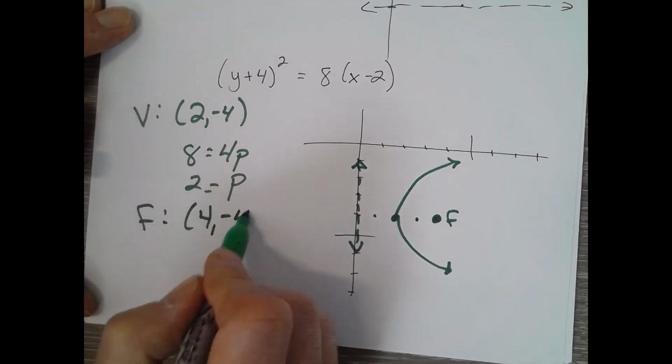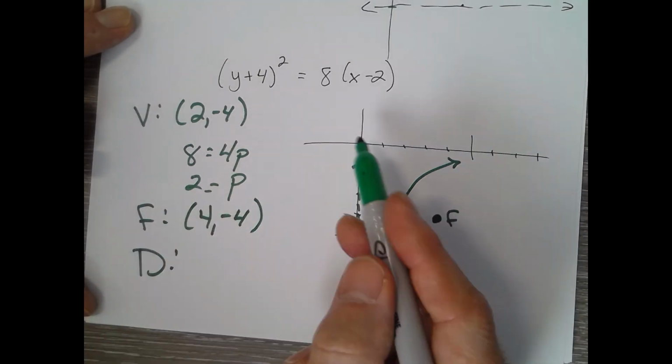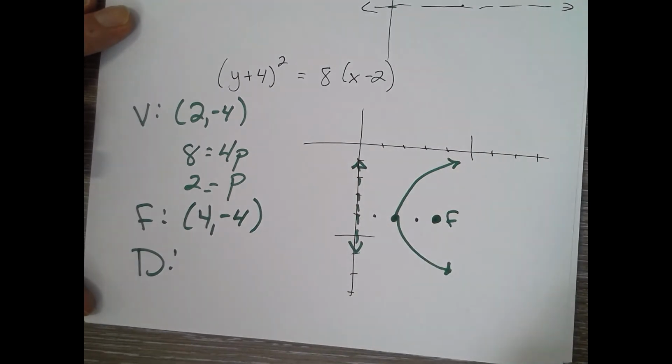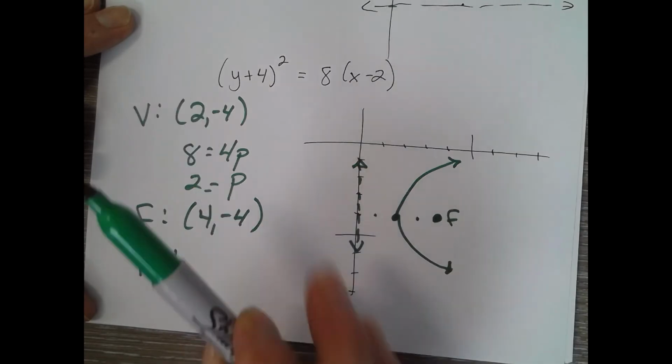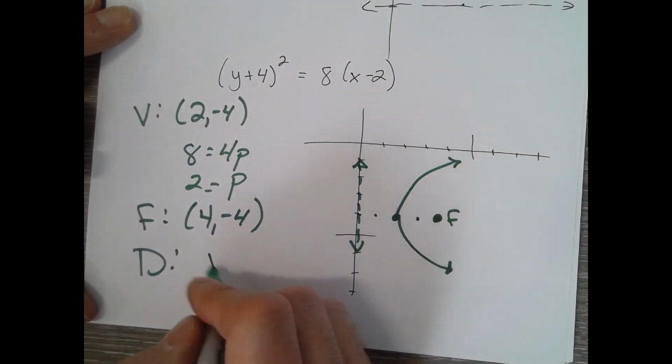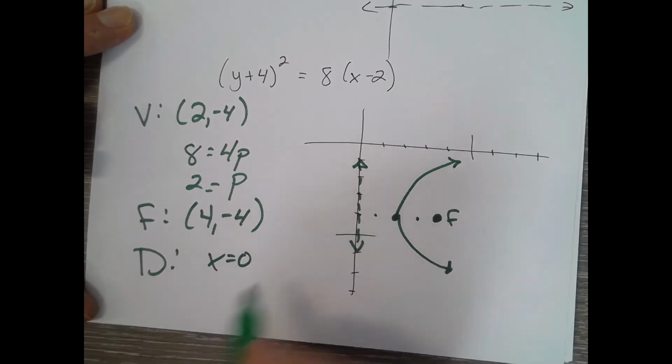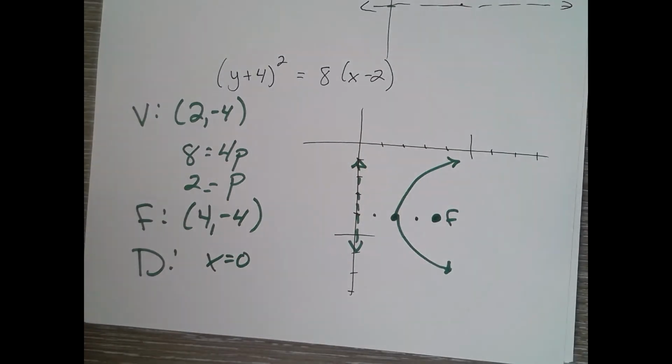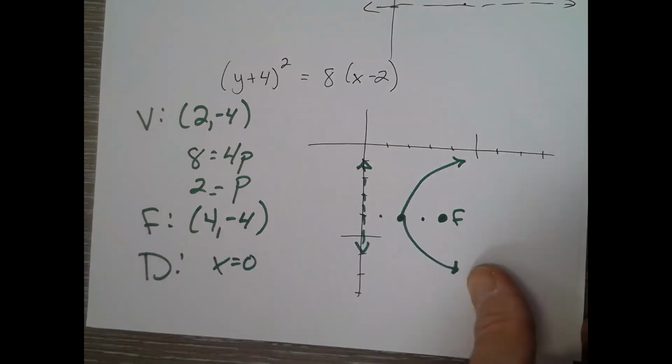So my focus would be 4, negative 4, and my directrix, how do I represent that? x equals 0. Very, very good. Anytime it's vertical like that, it's always going to be x equals something. In this case, it's x equals 0. Raise your hand if you got something close to that. Nice. So far, so good? Not too bad? All right.